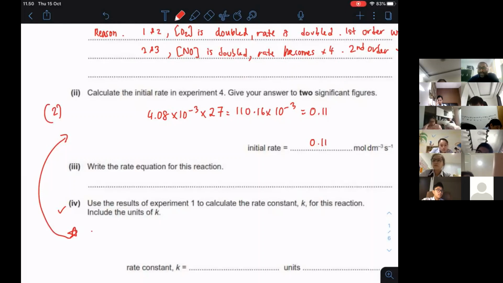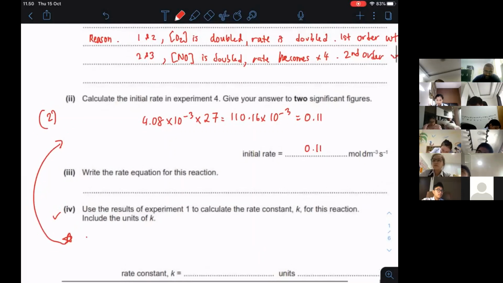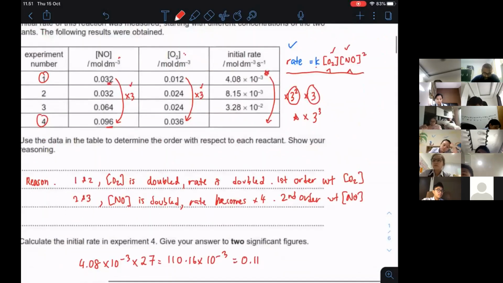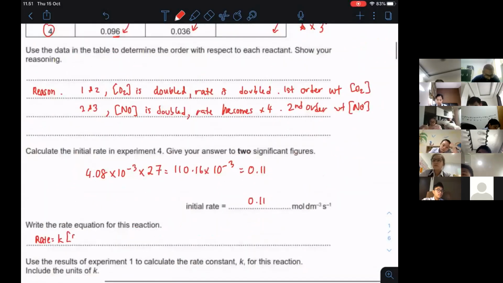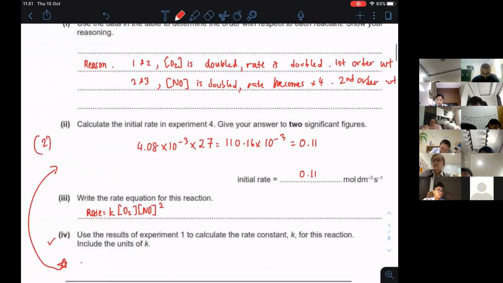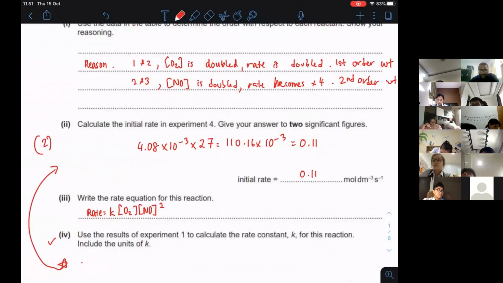It's not suggested. Now write the rate equation for this reaction. Because we didn't calculate the K yet, it's fine to say rate equals K O2 NO to the power of 2. So it's fine to keep the K.